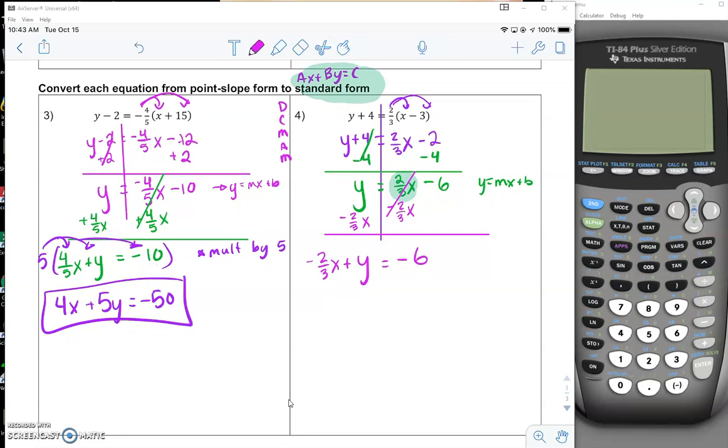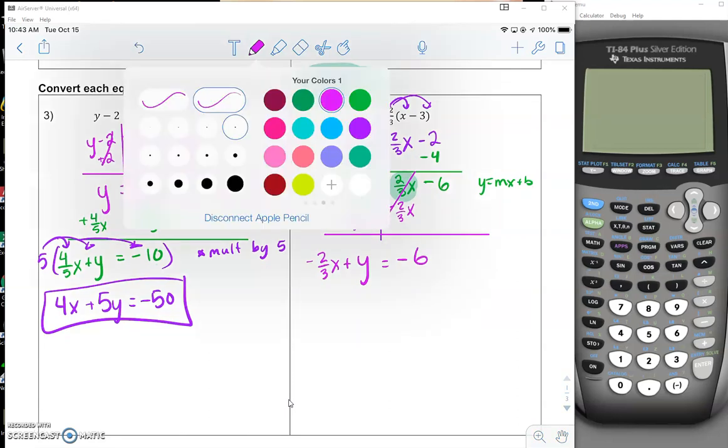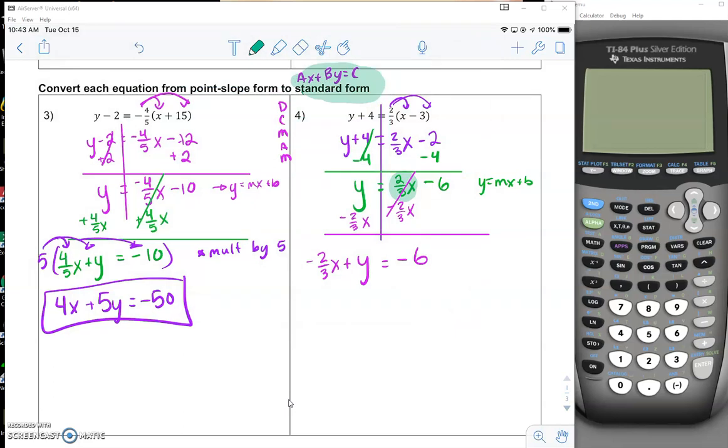Lastly, I've got to make sure that this follows the rules of standard form, which was that we have to have whole numbers, so I have to multiply by the denominator, which was 3, and the a value has to be positive. To get this a value to be a positive number, we need to multiply it by a negative, so I'm going to multiply by negative 3, because a negative times a negative makes a positive.